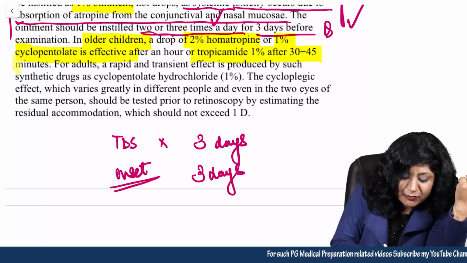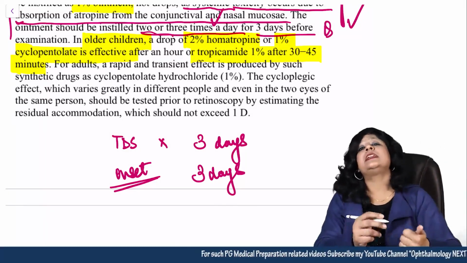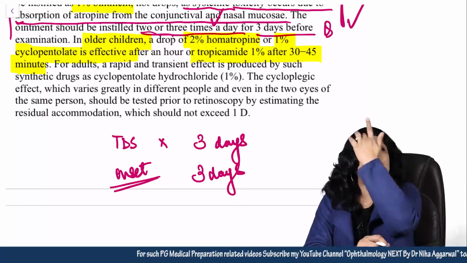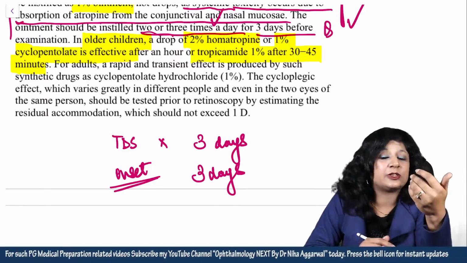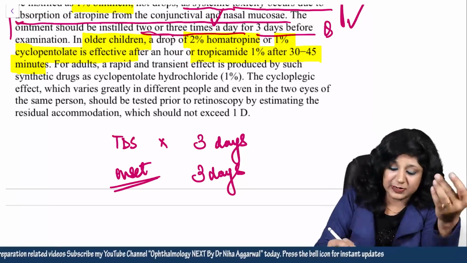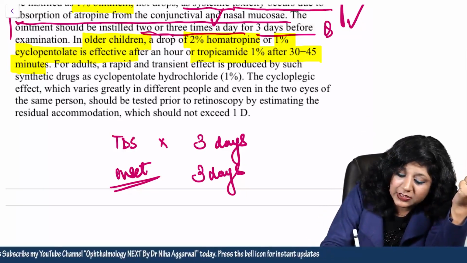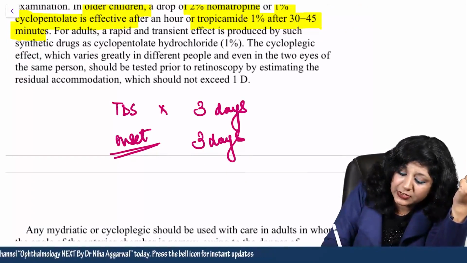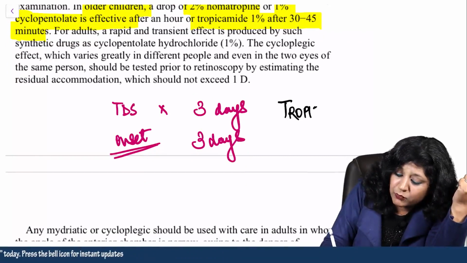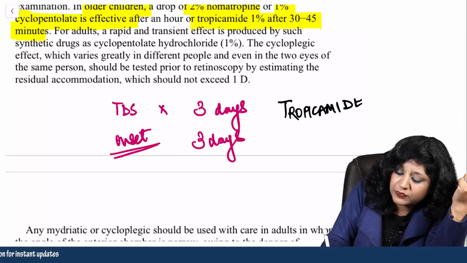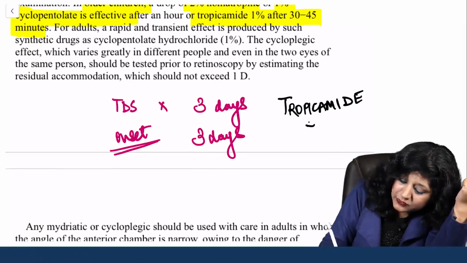After 30 to 45 minutes, we are getting the effect. So nowadays, tropicamide is the most commonly used mydriatic and cycloplegic. It is also the standard mydriatic and cycloplegic that we are using in adults, especially for your age people. And what we are using there, we are using the tropicamide along with a combination. So what is that thing that we are using along with the tropicamide? Along with tropicamide, what we are using is the phenylephrine.